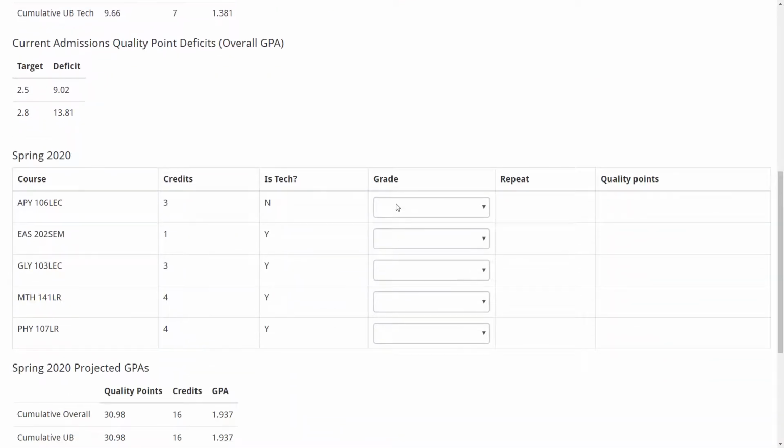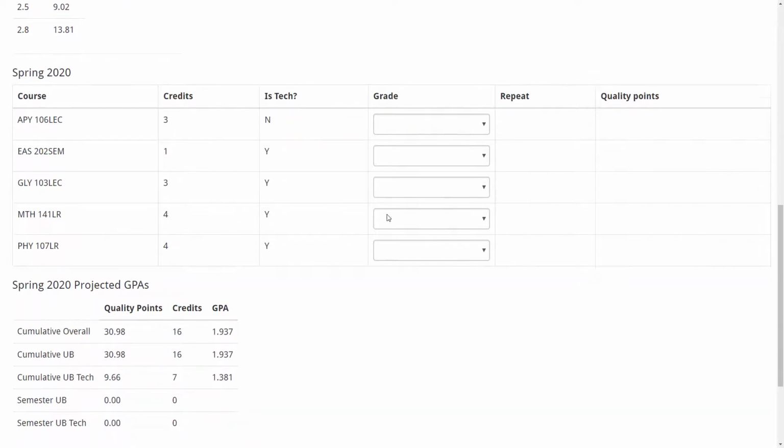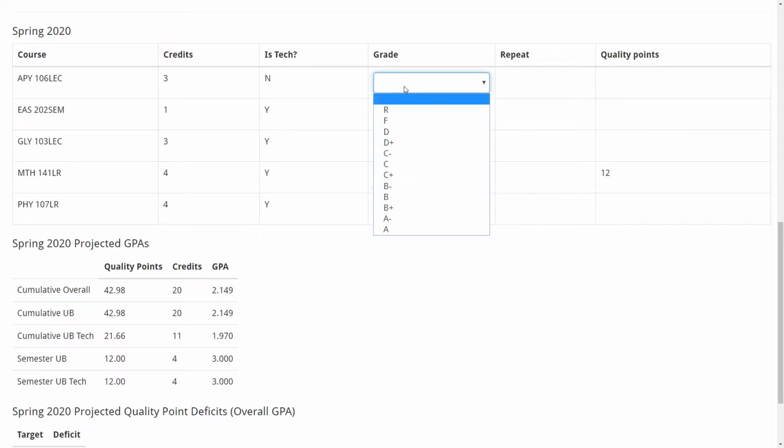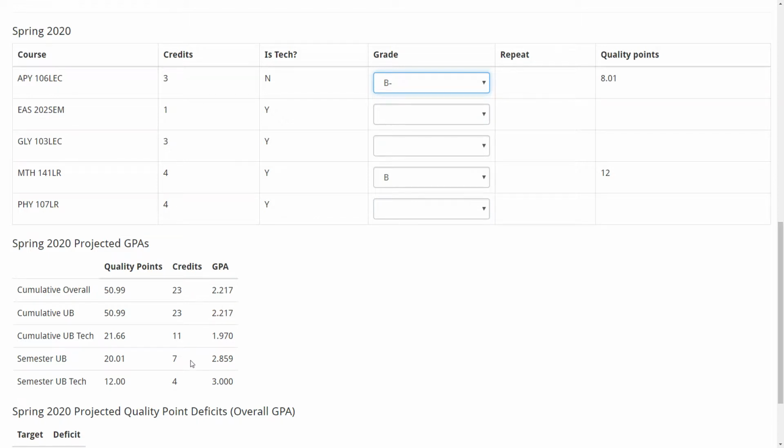Use the grade drop-down menus to alter the GPAs based on grades selected. For example, changing the Math 141 grade will alter all of the GPAs, as that is a technical course, so it impacts both technical GPAs and overall GPAs. Altering the grade in a non-technical course like Anthropology 106 will only change the overall GPAs. It will not impact the technical GPAs.